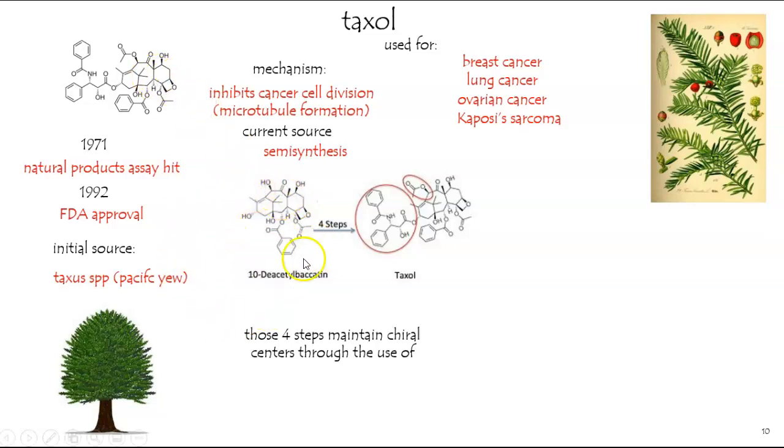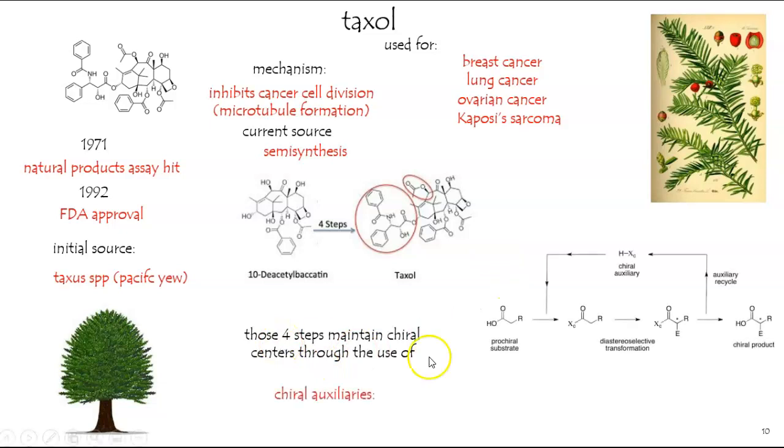This substance is available from another source, and in 4 steps or so you can obtain taxol with the absolute stereochemistry intact. In order to do that, for each one of those steps you have to make sure that it's stereoselective, so it has to approach from the correct side of the molecule, if you will. In order to do that, chemists use a method known as chiral auxiliaries.